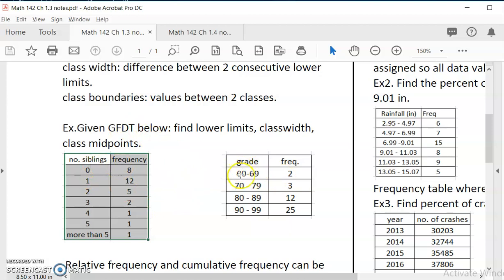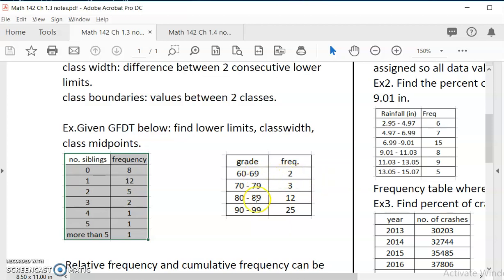You could have a range of data values like in grades: 60 to 69, 70 to 79, 80 to 89, 90 to 99, and you count how many data are in this range. Oh, there's 2 data in this range. Oh, there's 3 data in this range. There's 12 data in 80 to 89. So you still do counting just like when you do your categorical data counting, but you tally them into classes.